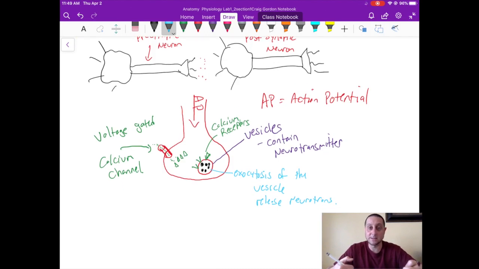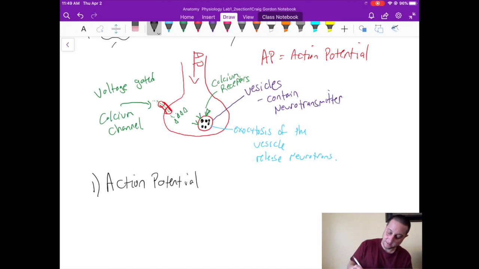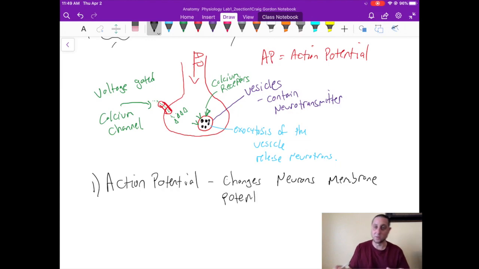All right, so we're going to put the steps down, and then I'll go over it one more time. The important thing here is you just understand the diagram and then the flow. So, step 1, action potential. I should have abbreviated that. That changes the neuron's membrane potential, right? We're going to bring it positive. We are going to depolarize it.